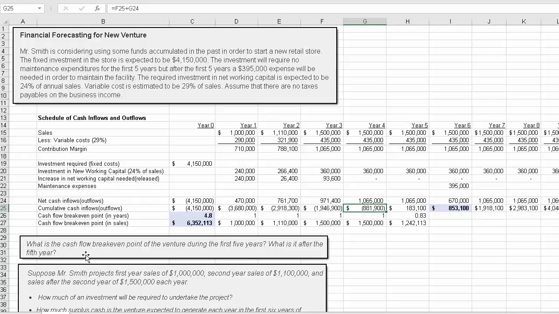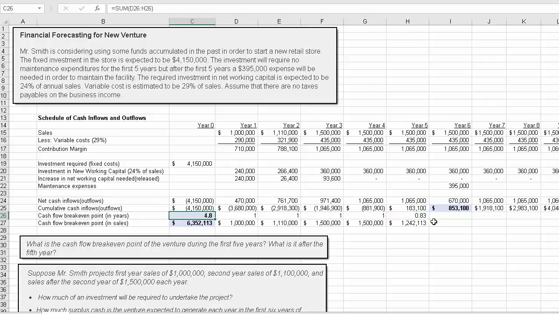If we technically wanted to calculate it, what we would do is calculate the partial year for the last year. And what you would do is take the absolute value of the 881,900 that you were in the hole, and then you go positive by 1065. So if we divide 881.9 by 1065, or take the absolute value, 881,900, and divide it by 1,065,000, you come up with 0.83. So it takes us 0.83 into year 5 before we're at break even.